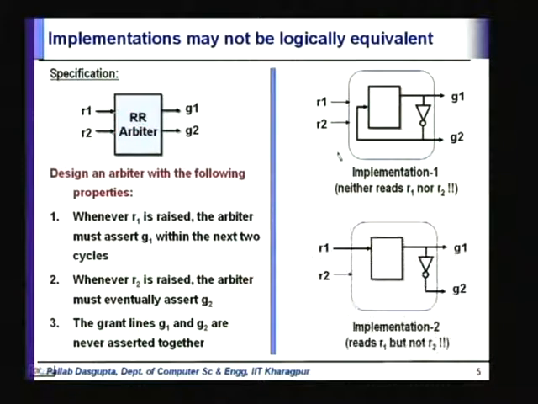And look at this implementation, which also satisfies all these properties. This reads R1 but does not read R2. It reads R1 and gives the grant G1 in the next cycle if R1 is asserted. And whenever G1 is not asserted, it just gives G2 the grant. Now, both of these implementations satisfy these properties, and they are not logically equivalent. This is a very important thing. You can have two implementations of a multiplier, but both are logically equivalent.